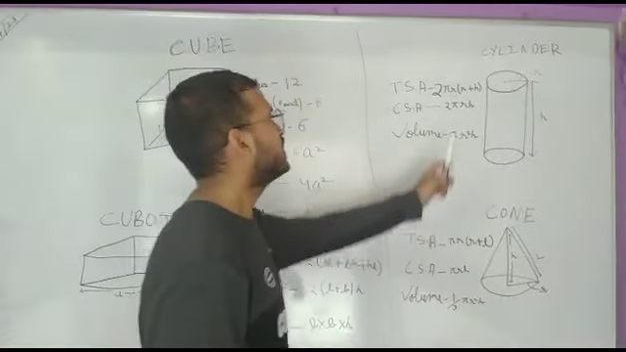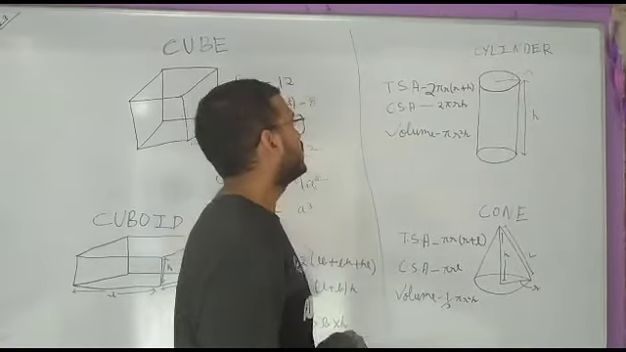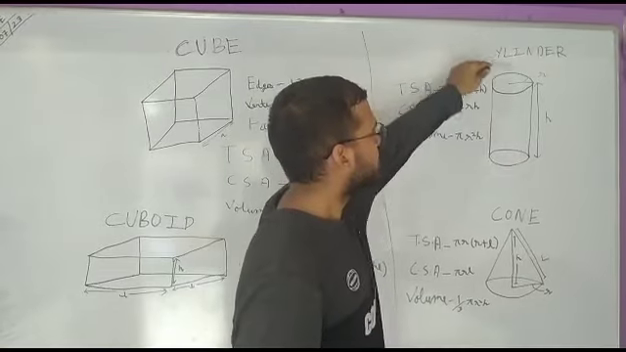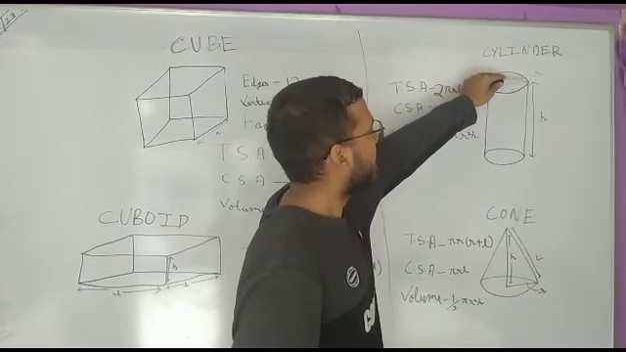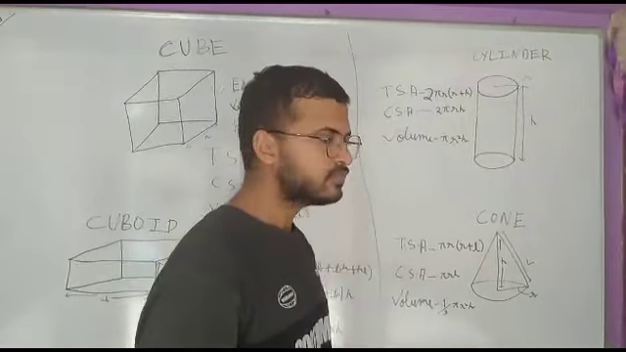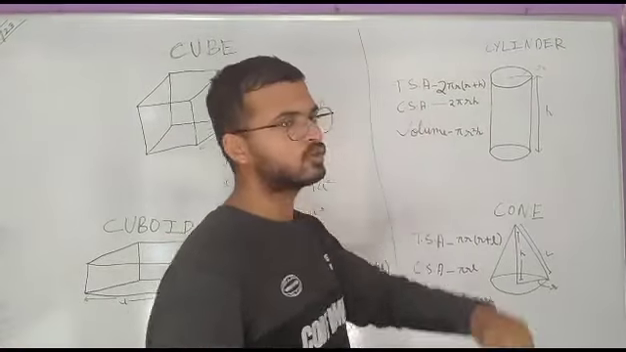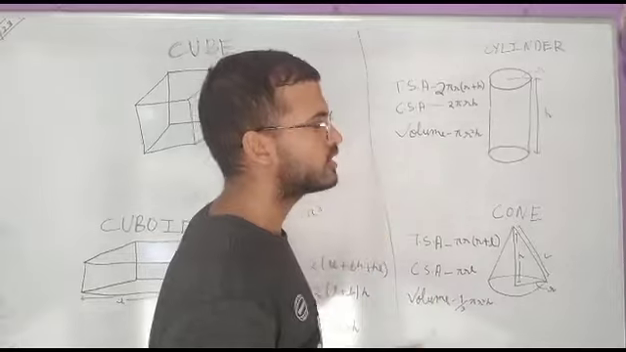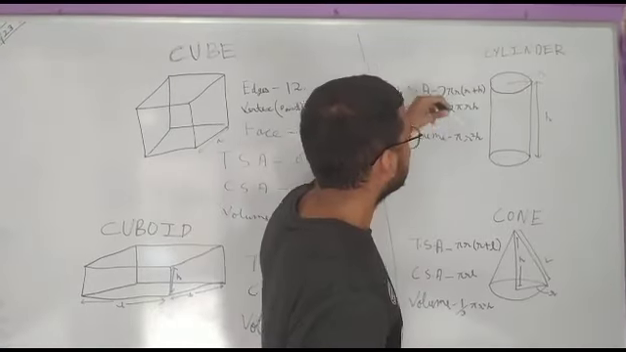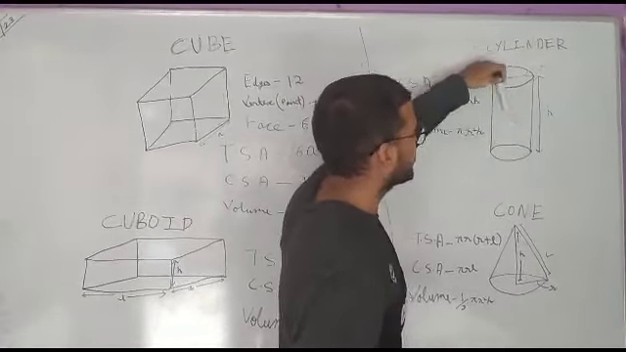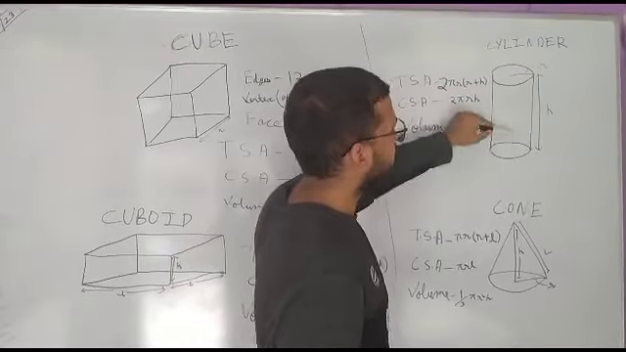The next figure is the cylinder. A cylinder has two circles, up and bottom, which have radius R, and a height. In Hindi it is also known as belan. So for the total surface area, first talk about the CSA, that is the lateral surface area. In the CSA we have to take the surface area of this figure only. We have to remove the two circles.